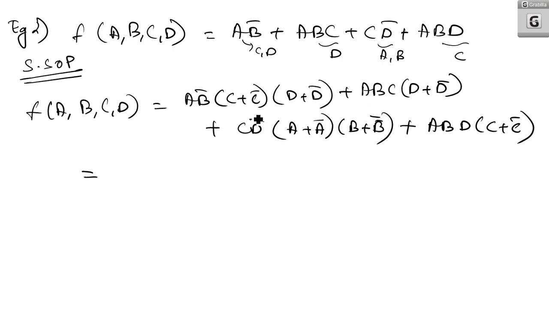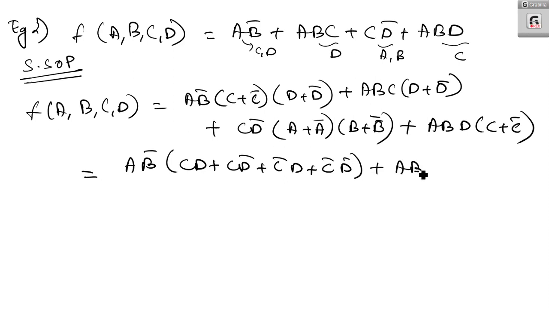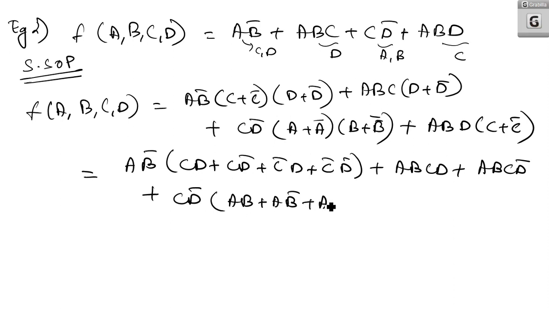To expand it, first open the brackets. So you will get a b bar into c d or c d bar or c bar d or c bar d bar, or a b c d, or a b c d bar, or c d bar into a b or a b bar or a bar b or a bar b bar, and a b c d or a b c bar d. Write in the corresponding order.